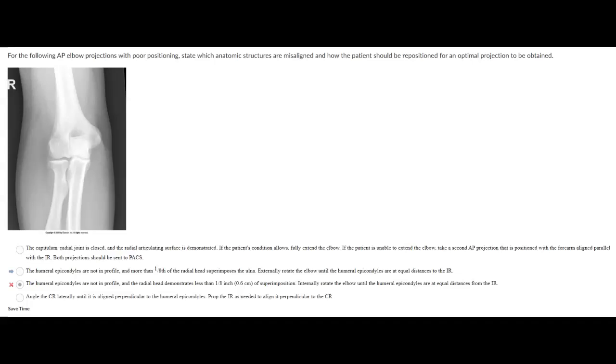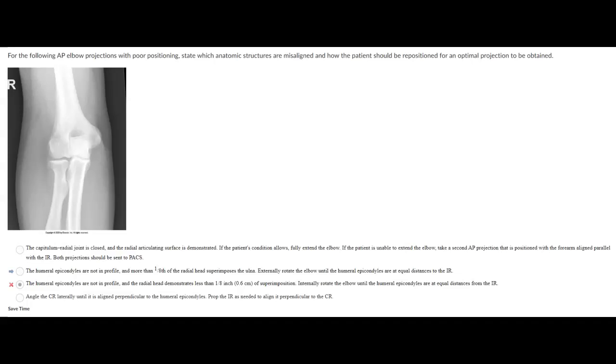For this first AP elbow projection, some of you got this right, even though it was marked wrong on the quiz itself. That was my fault, but I added the point if you did mark this correctly. We're looking for this AP elbow. We want to see that the humeral epicondyles are in profile, and as you can see for this right elbow, they are not.